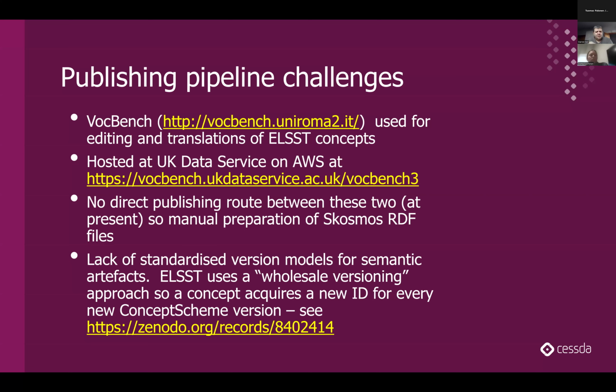And I've heard a number of other people who are using VocBench now, which is a really nice system for editing thesauri and control vocabularies and other ontologies for that matter. We actually host that at UK Data Service.